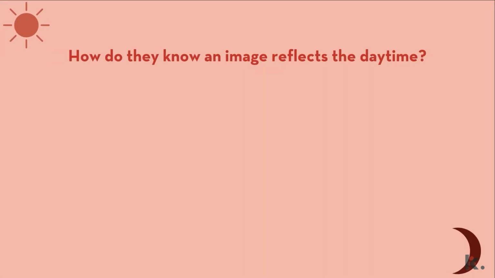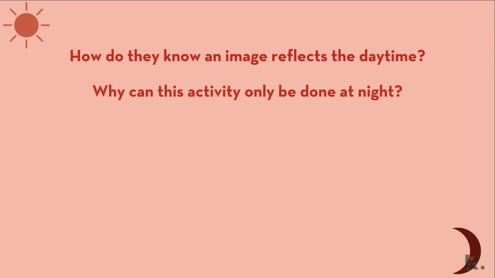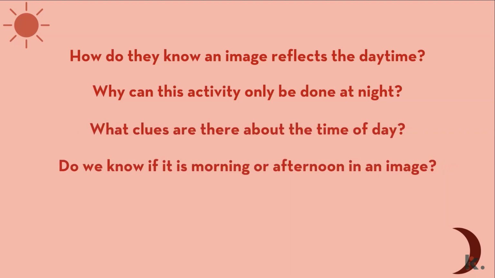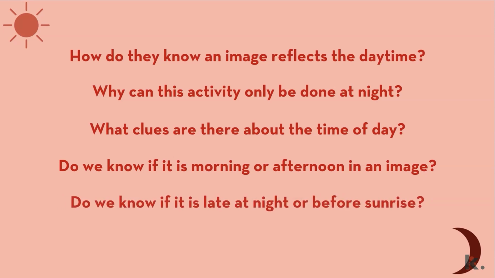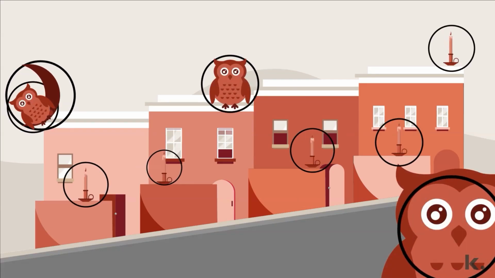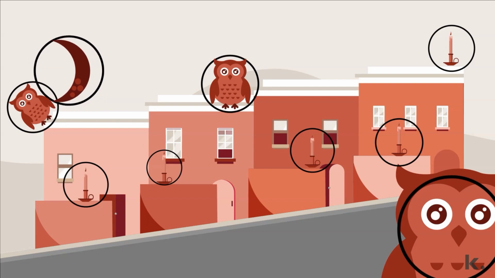How do they know an image reflects the daytime? Why can this activity only be done at night? What clues are there about the time of day? Do we know if it is morning or afternoon in an image? Do we know if it is late at night or before sunrise? Have them support their answers with visual clues from the pictures.